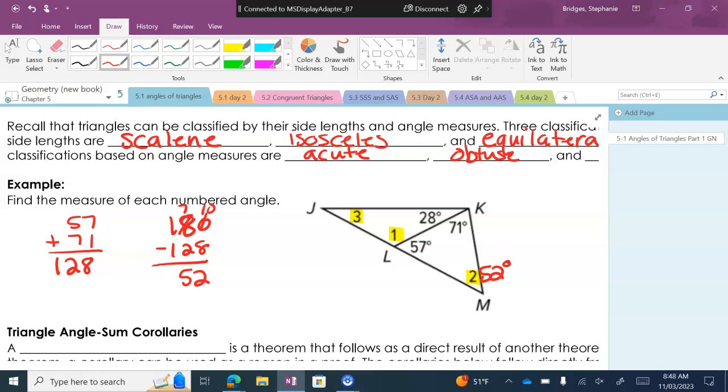Right. Now, I need to find the measure of angle 1 and the measure of angle 3. I can do it a couple of different ways. But what I want you to look at is right here in the middle. What do these two angles that I just highlighted in blue give me? 180. So I can figure out angle 1 by doing 180 minus 57.